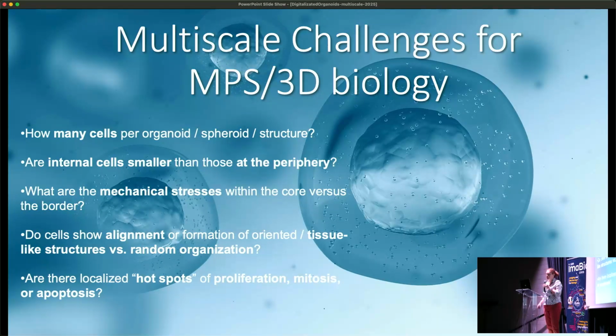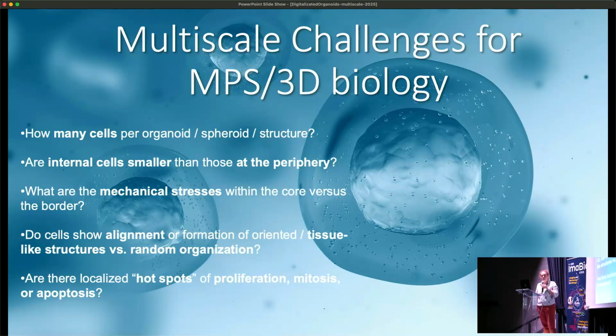We also have some questions related to the differentiation process or to the proliferation process, and also to be able, and I will discuss that just after, to look at the alignment or pattern or ultrastructure that could be formed by this multicellular structure, because we want to have a tissue-like structure.